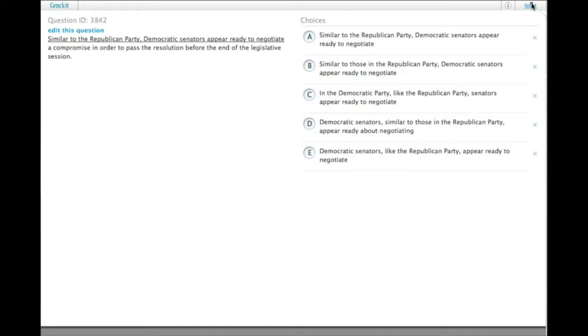Similar to the Republican Party, Democratic senators appear ready to negotiate a compromise in order to pass the resolution before the end of the legislative session. So when we have a comparison similar to X, Y, the two things that we're comparing need to be similar. Here, in the original sentence, we are comparing the Republican Party to Democratic senators, and that's naughty. We should be comparing the parties to the parties or the senators to the senators.